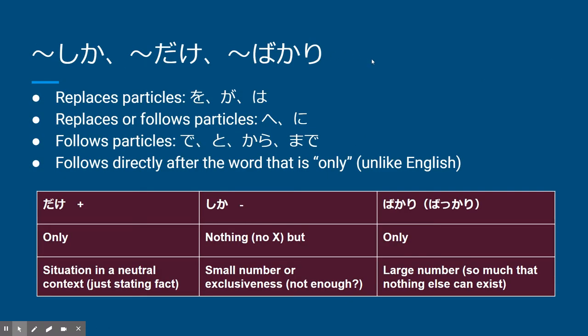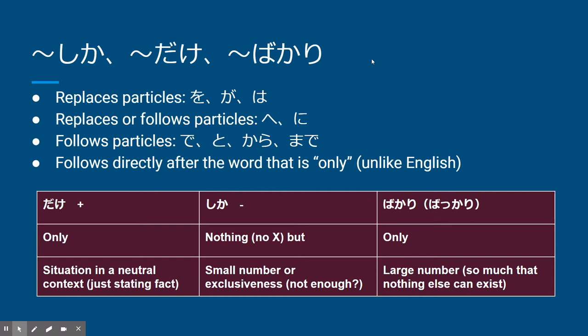Okay, so this one isn't specifically in your chapter, but I think it's really important. Like shika is in this chapter, but I think we need to also go over bakari because I think it's really important. And I don't know why they didn't include it here, but I'm going to include it here. So dake, you already learned it last year. We learned dake is only. And you have to use a positive ending. Not always, but you usually use it with a positive ending.